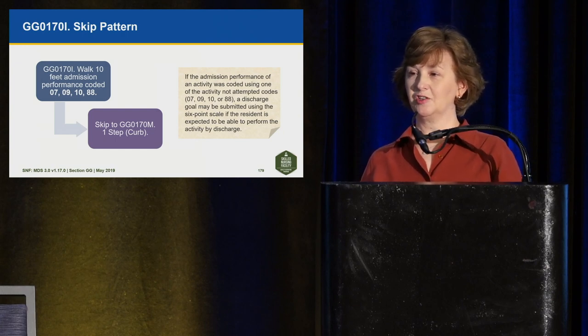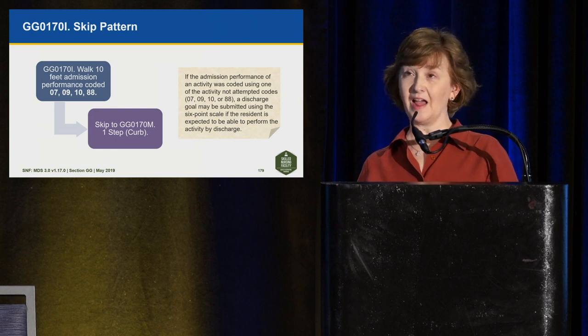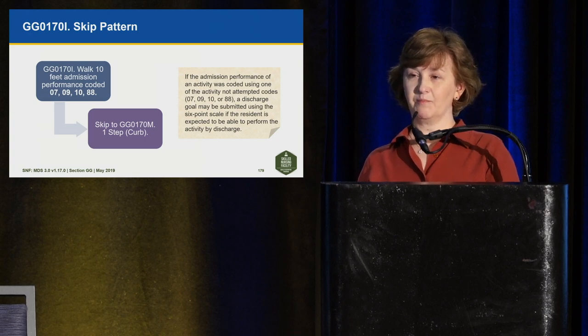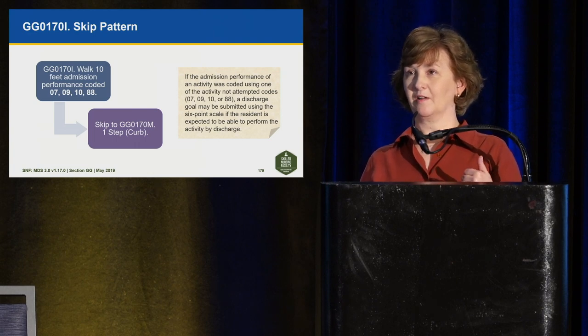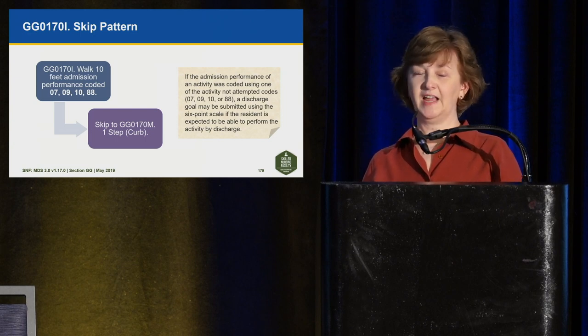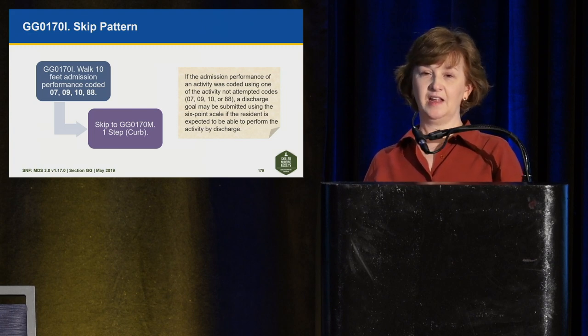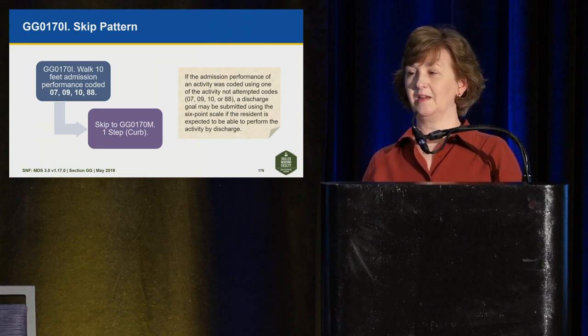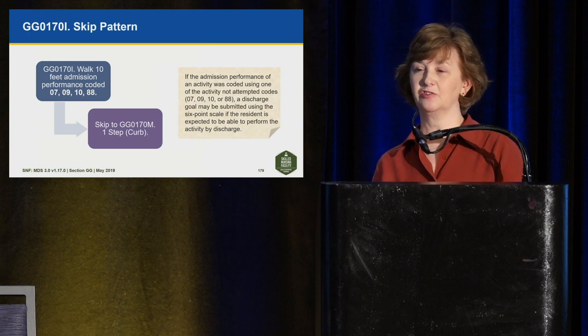So as a reminder, Manisha did review these with you, but the activity not attempted codes would be 07, the resident refuses to perform the activity. 09, not applicable, which means that the individual does not perform the activity at the time of assessment and did not complete the activity prior to the current illness, exacerbation, or injury. 10 would refer to an environmental limitation, and 88, which is the most commonly used activity not attempted code, refers to the activity not being attempted due to a recent onset medical condition or safety concern.